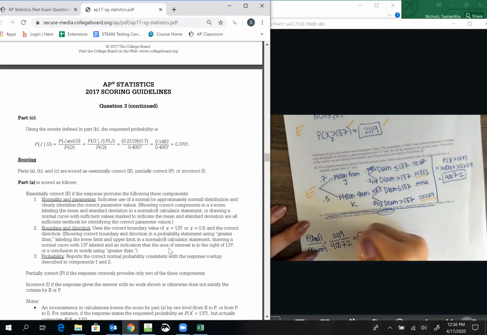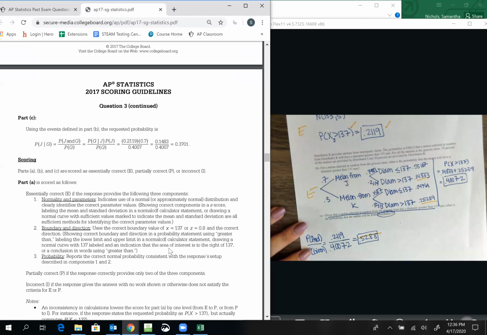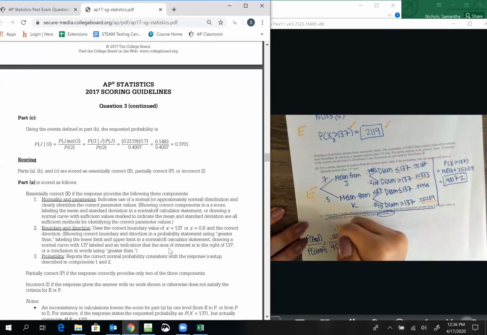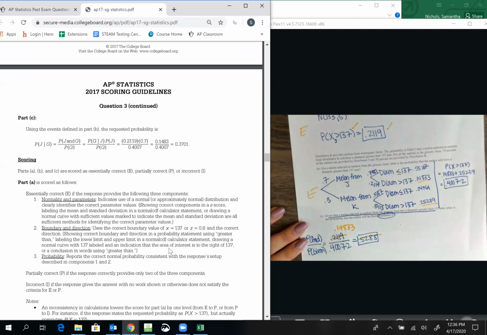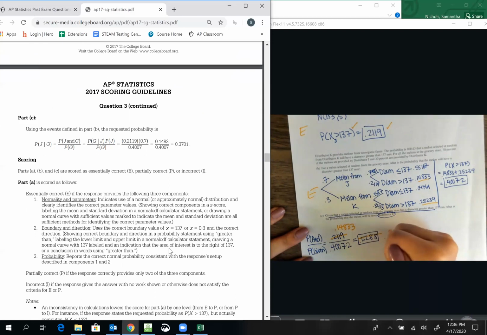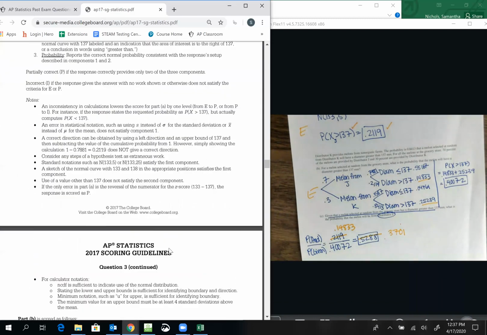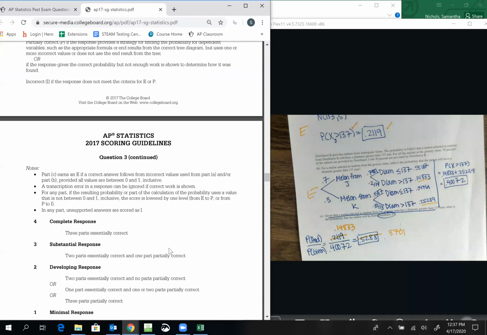No. Oh, I must have been tired. And J and greater than 137. This number should have been 0.14833. The given is that we have a diameter greater than 137. So you divide those and you would get 0.3701. Yeah, whoops. Yeah, this is why I shouldn't do homework late at night, huh?